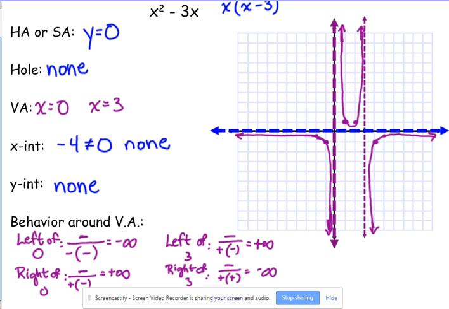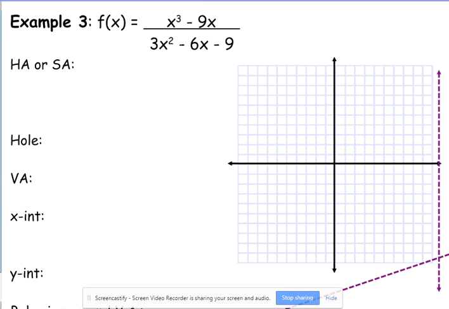Okay, all right, I think I've got one more here, because we haven't done the slant asymptote, right? Yeah. Okay, so we've got x cubed minus 9x over 3x squared minus 6x minus 9. So we haven't done the slant asymptote. Clearly you can see my slanted line over here, so probably good indication that this one is a slant asymptote, right?